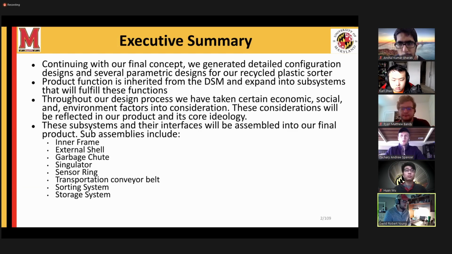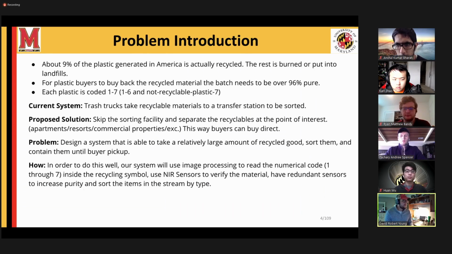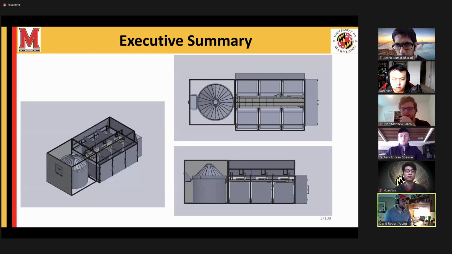The main modules of the sorting machine include the frame, the garbage chute, the singulator, the sensing ring, the conveyor belt, and the sorting paddles. This is our final 3D model of the sorting machine.